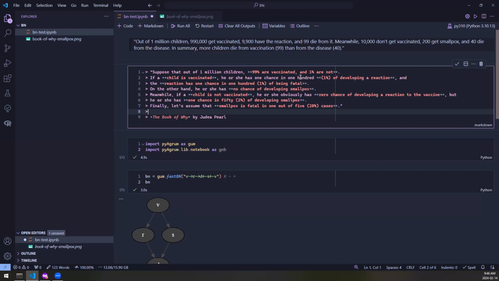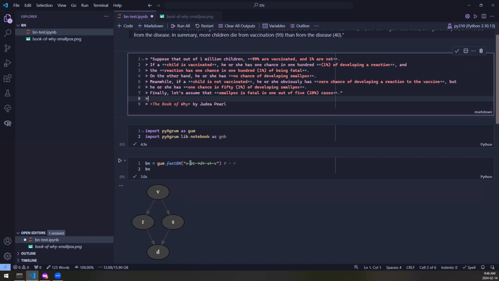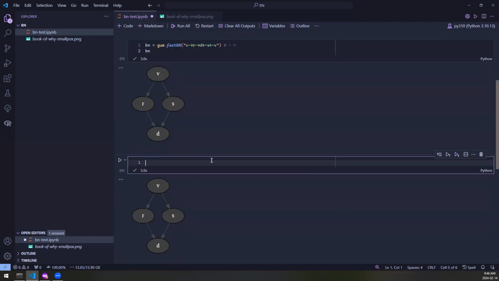So for the vaccine variable, we have true and false, no and yes, and we are going to insert the data there. At this point, the number of 1 million children doesn't matter at all. What we are looking at here is the proportions. So let's fill the CPT. CPT stands for conditional probability table, or node probability table.